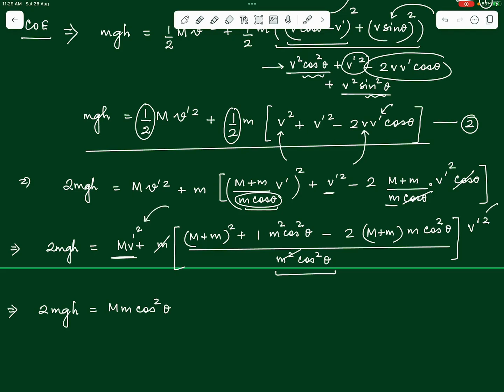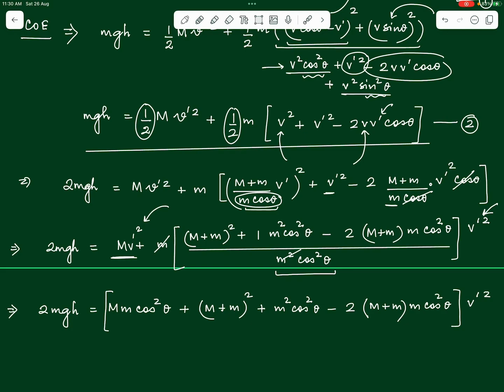Now I shall take this v dash squared and this v dash squared, all of them common together, right, so that we can have just one single expression in the bracket. So this plus, inside we will have (M + m) whole squared plus m squared cos squared theta minus 2 (M + m) into m cos squared theta, this whole expression now, and v dash squared outside. This is what we are getting as a common expression now, right?